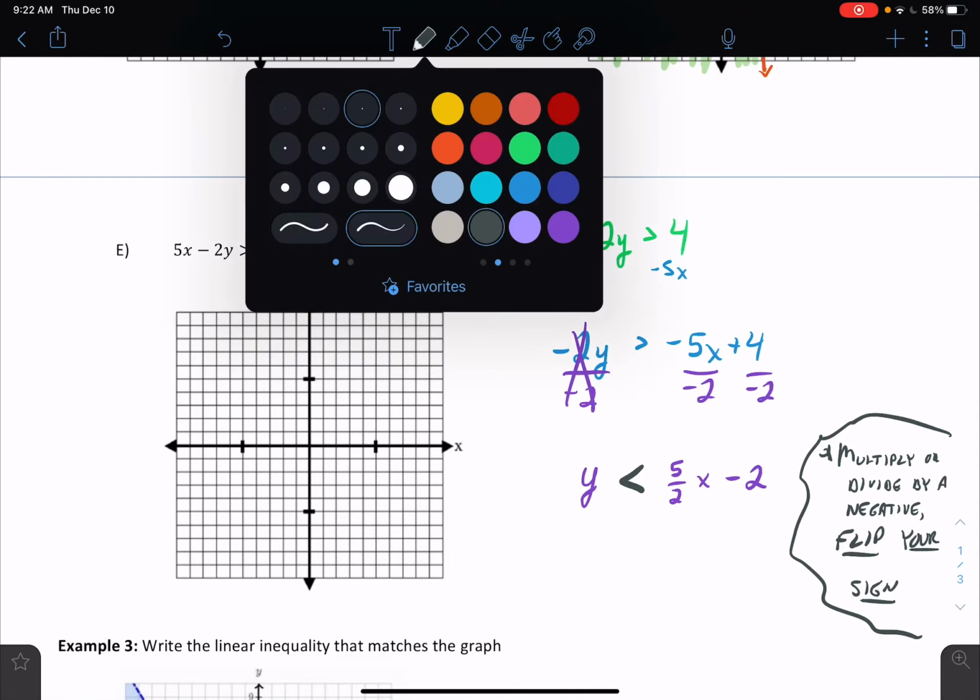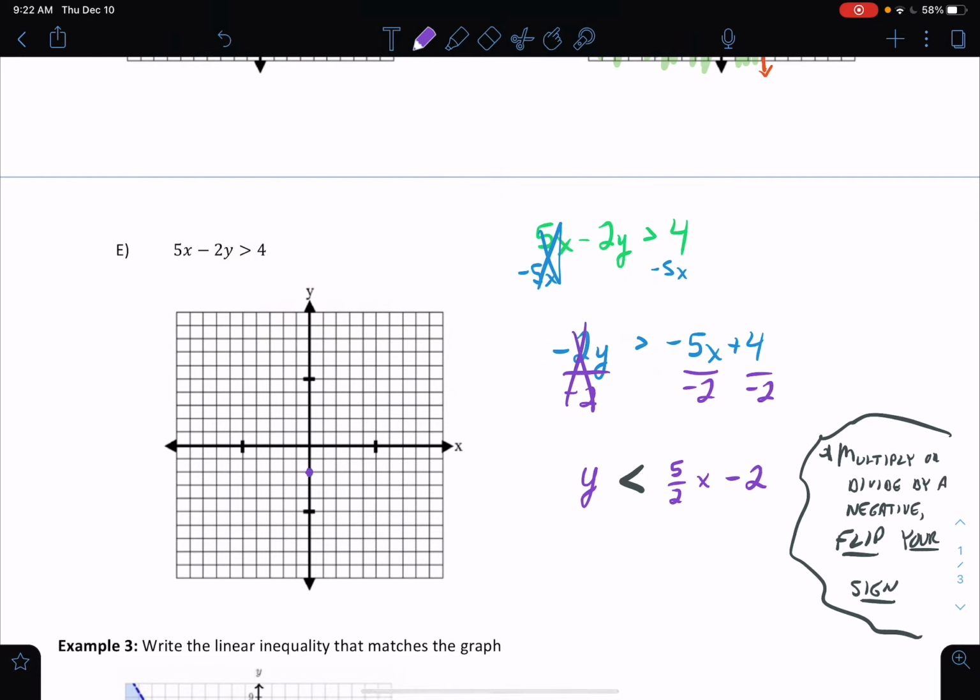So now if I were to graph this, start at negative 2. I'm going to go up 5, to the right 2, up 5, to the right 2, or down 5, to the left 2. Now, the boundary line through this is going to be dashed because I do not have equality. So I'm going to do a dashed line here. And because I flipped my inequality symbol, it is now y is less than. So I'm going to shade below my line.